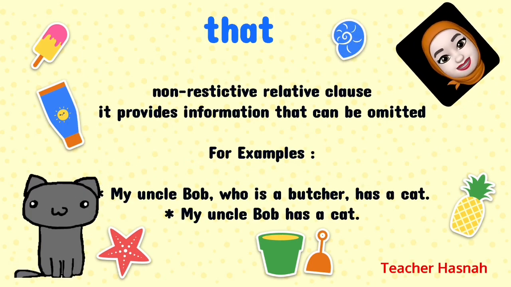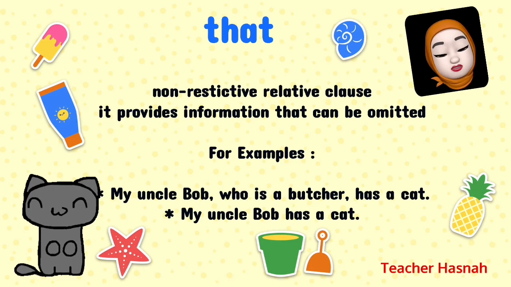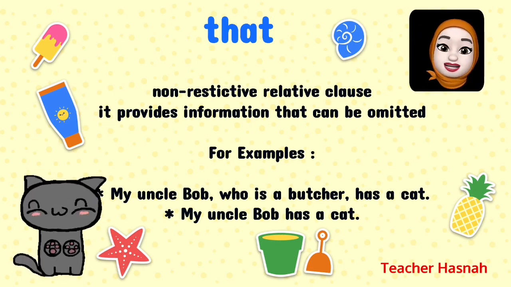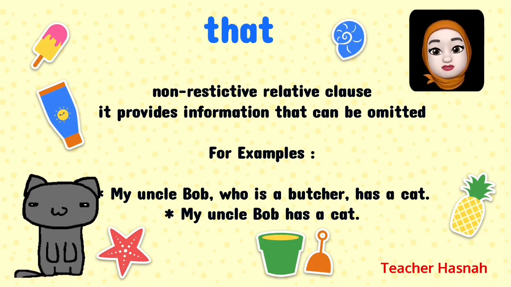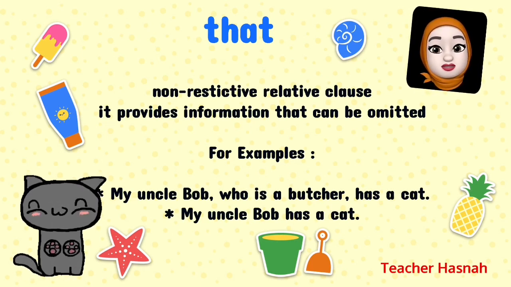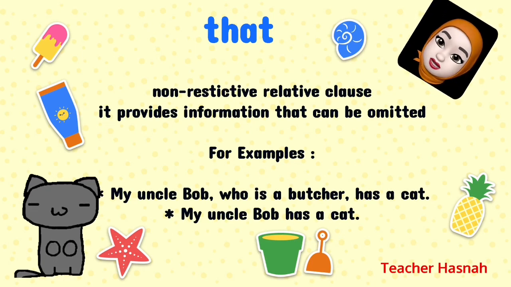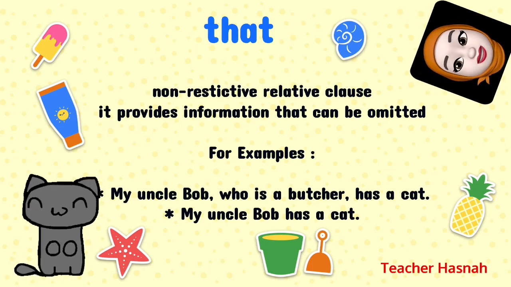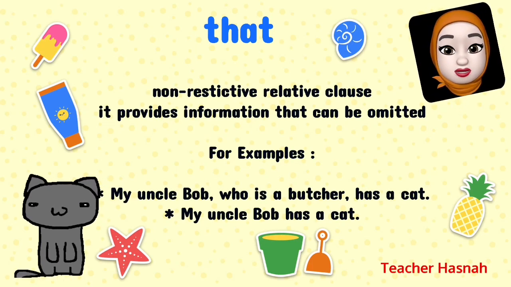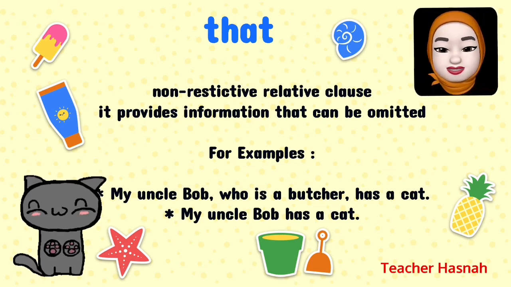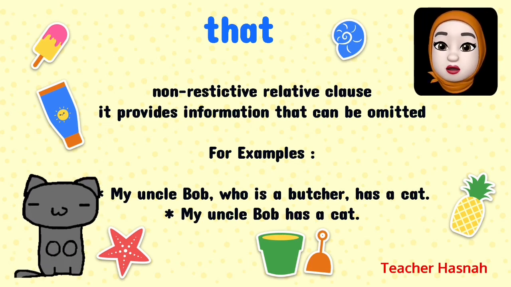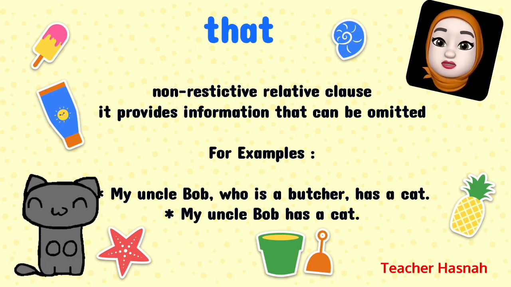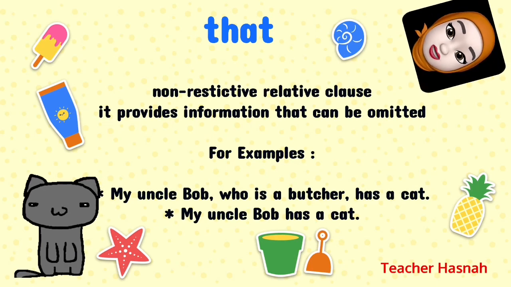That. In order to use that, we need to find out whether the clause that we use as a relative clause is non-restrictive or restrictive. A non-restrictive relative clause provides information that can be omitted. For example, my Uncle Bob, who is a butcher, has a cat. Now here, my Uncle Bob has a cat is a perfect sentence. And who is a butcher is the additional information.